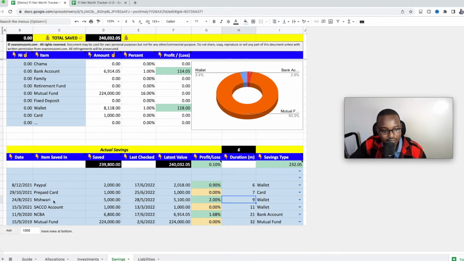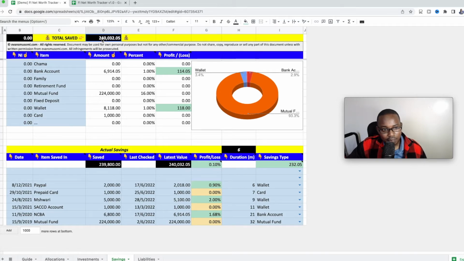Another wallet he has is a mobile wallet, M-Shwari, and that's the amount he has over there, and the interest that he's been able to get on his savings. He's got a prepaid card that he has a little bit of money on, no interest on that card. And then he also has some funds in PayPal, which he considers a wallet. And because of the change in currency exchange, he's managed to get a slight profit of 0.9% so far. That's it for this one.